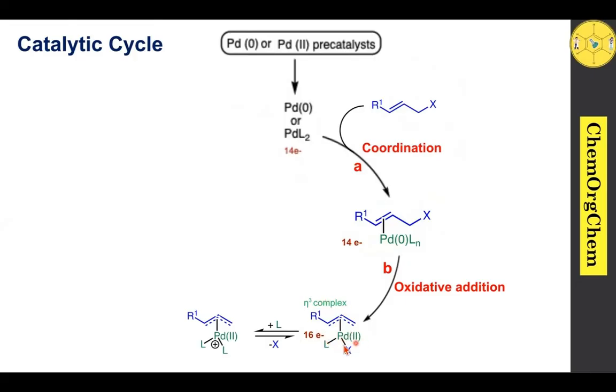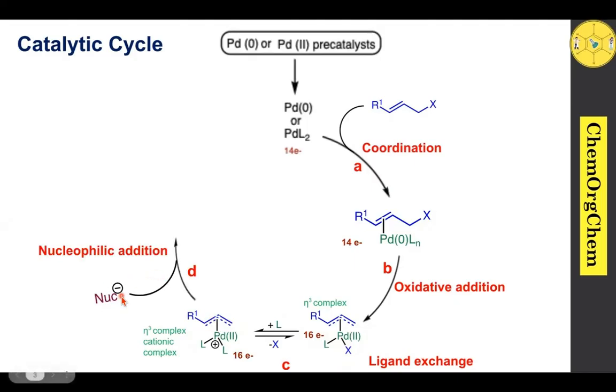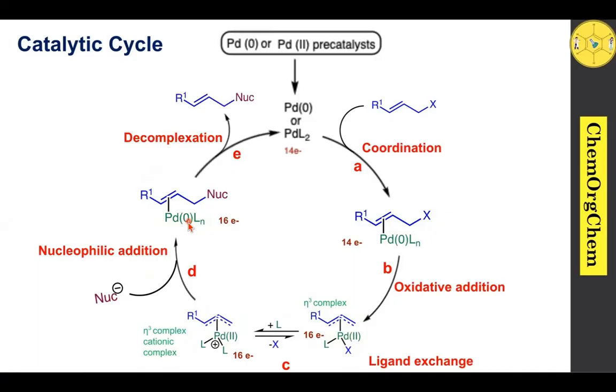After that, it quickly undergoes ligand exchange with this pi complex. Here you can see that the ligand replaces our X group, which generates the corresponding eta 3 cationic complex. After that, this quickly undergoes nucleophilic addition with the nucleophile. In this step, the nucleophile attacks the terminal carbon in order to generate the corresponding palladium complex, which then quickly undergoes decomplexation to produce the allylic substitution product. So this is the general catalytic cycle for the Tsuji-Trost reaction.